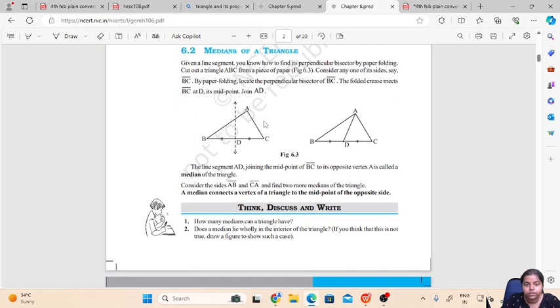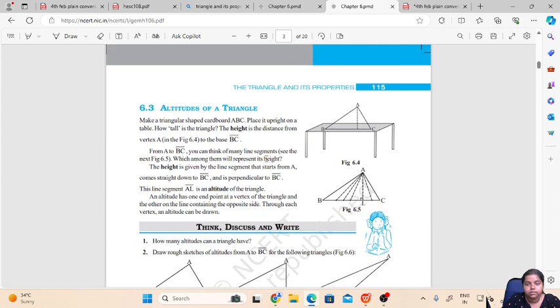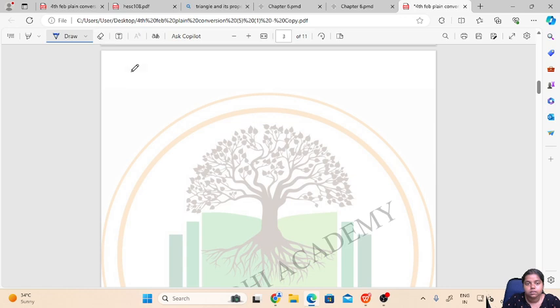So let's see over here. This is called the median of the triangle. Understood what is a median? Now we'll see something called the altitudes of a triangle.